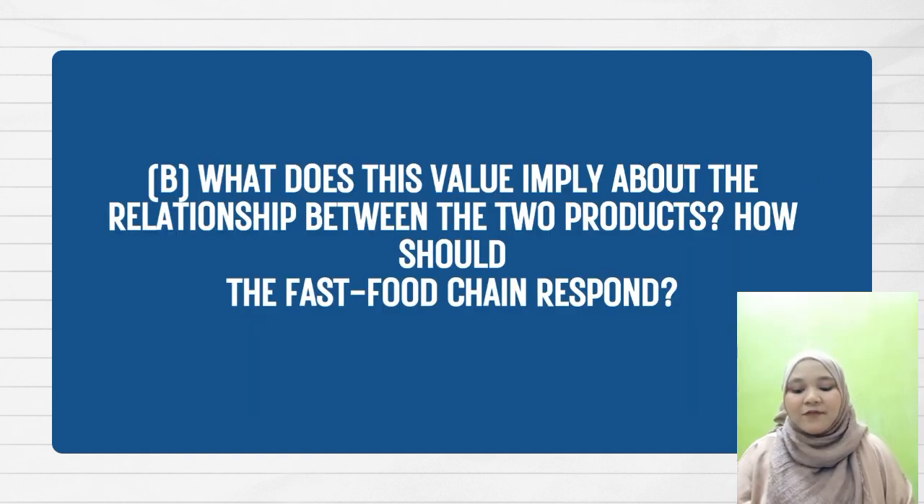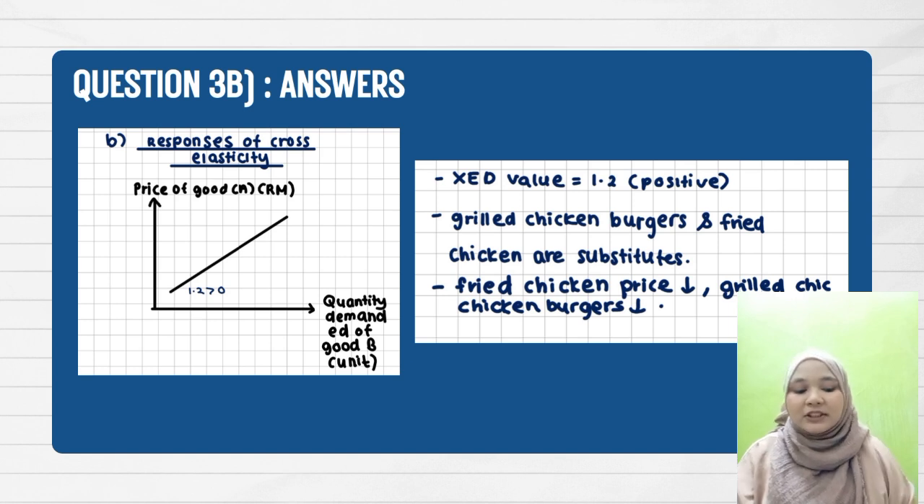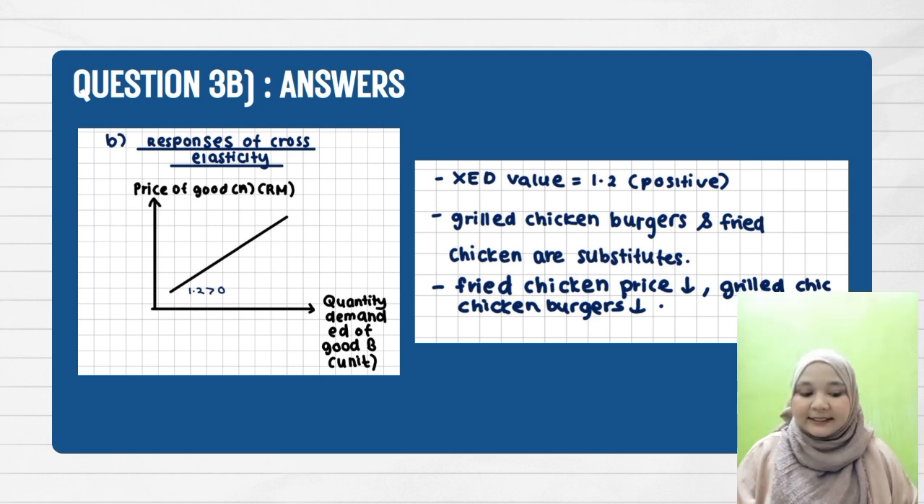Question B. What does this value imply about the relationship between the two products? How should the fast food chain respond? So look at the graph in the slide. We know that the relationship is a positive cross elasticity of demand. This value means that grilled chicken burgers and fried chicken are substitutes. This means that when the price of fried chicken goes down, more people choose to buy fried chicken instead of grilled chicken burgers. That is why the sales of grilled chicken burgers drop.